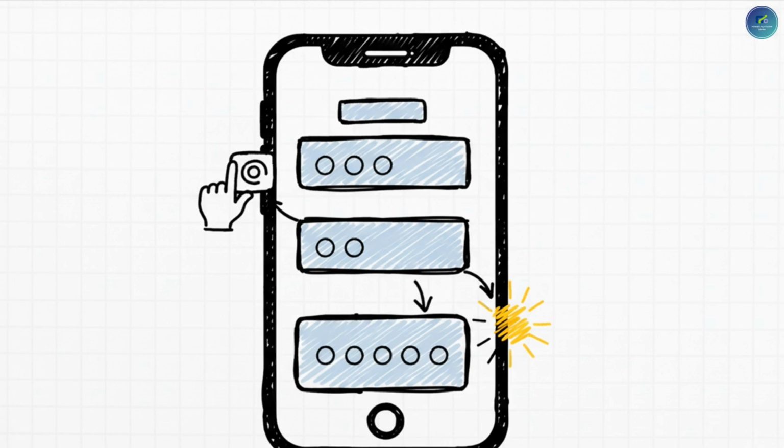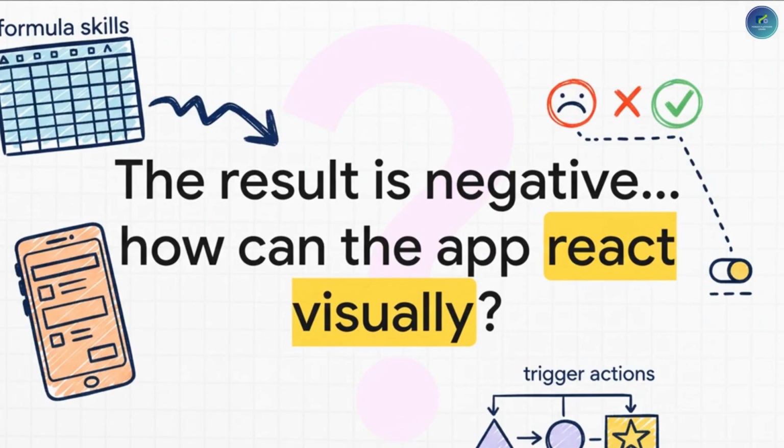To actually do the math, you have to wrap each one in the value function. So it becomes value of text input 1.text plus value of text input 2.text. That one little change makes your calculator work perfectly. So now our calculator is adding correctly. Awesome. But we can push this even further.